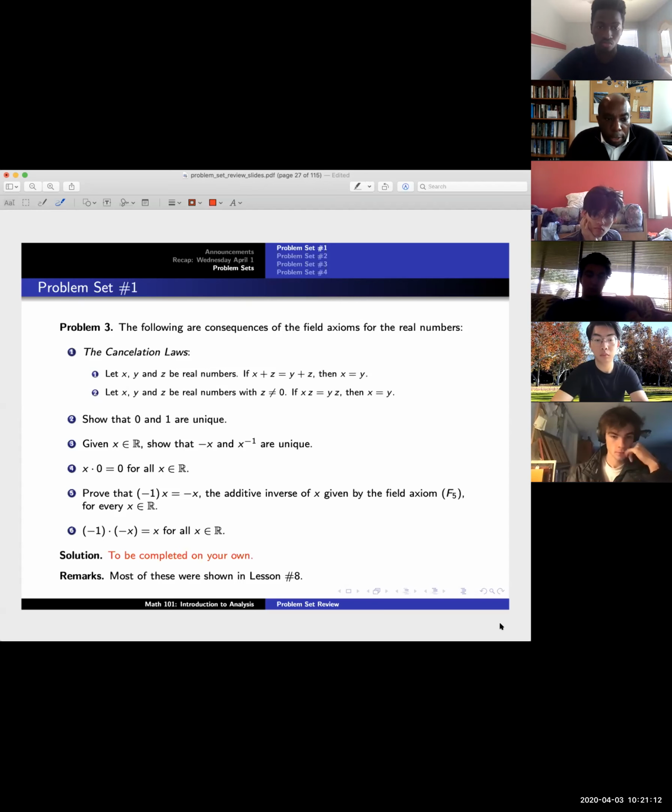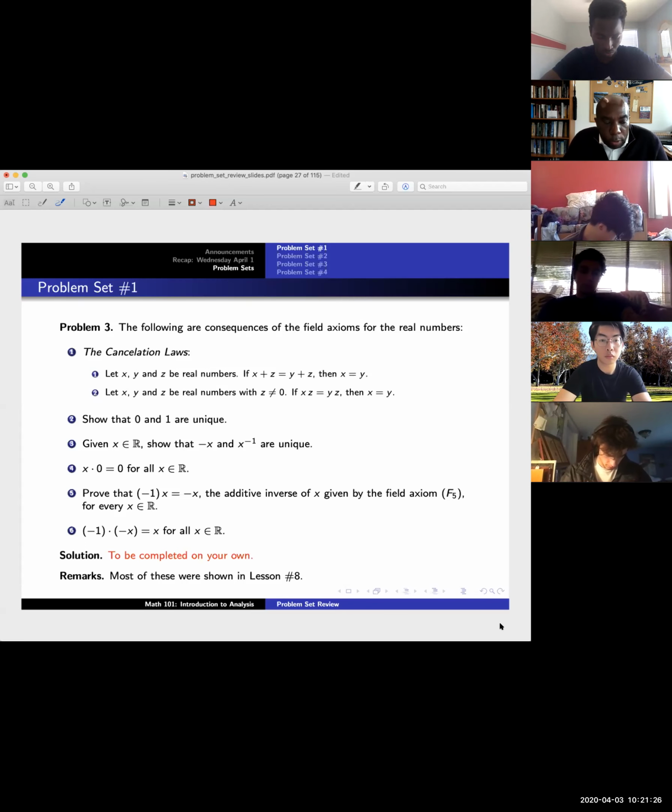So if you actually look at the lecture notes from lesson number 8, there were a lot of these six here where we did them. So for example, we did do in class that 0 is unique, that 1 is unique, negative x is unique, x inverse is unique. So certainly you can feel free to look at the lecture notes and you can copy the proofs there, again, because it was in class, it was fair game, so it's perfectly fine. If you want to come up with your own proofs, that's perfectly fine as well.